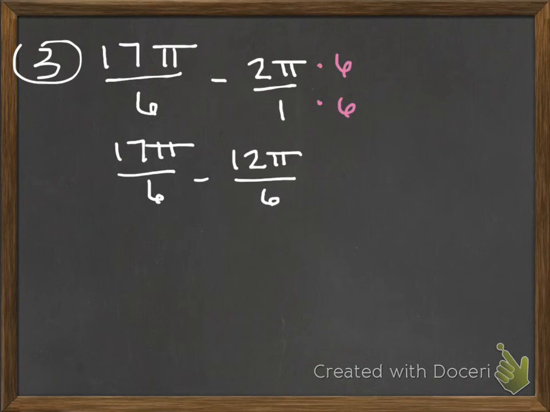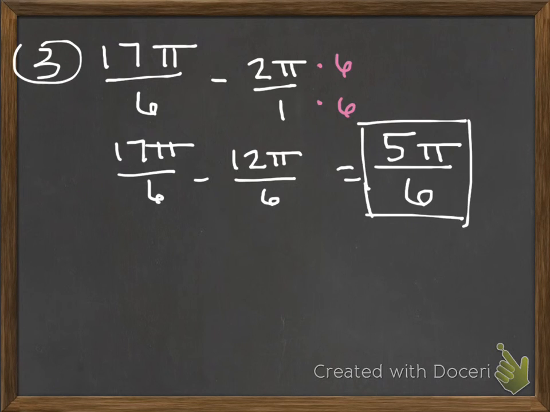So that's your cutoff. My final answer needs to be less than 12 pi over 6. When I subtract these, I get 5 pi over 6. So this angle is positive, and it's less than 2 pi. I do not need to go any farther.